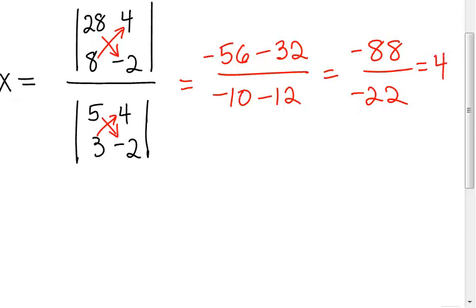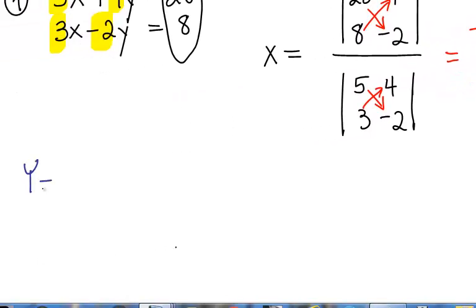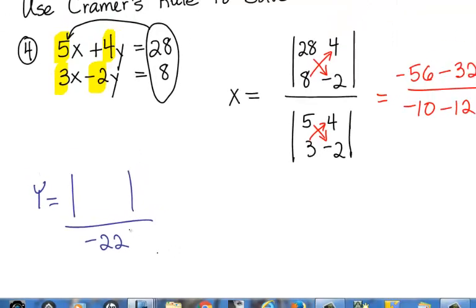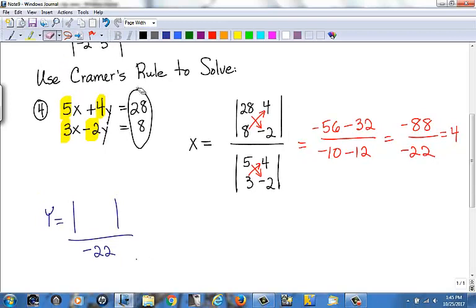Now let's do the y's. Think about it. You're still going to have two determinants, but isn't the bottom determinant going to be the same? Yes, so you already know the bottom is -22. You don't have to work it twice. So when you solve for y, you're going to put these two numbers in for the y coefficients. The x coefficients are the same. Replace the y coefficients with 28 and 8. The x coefficients stay the same.